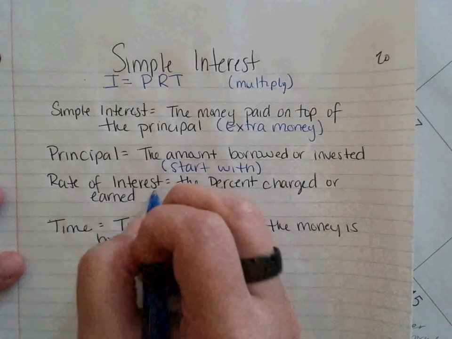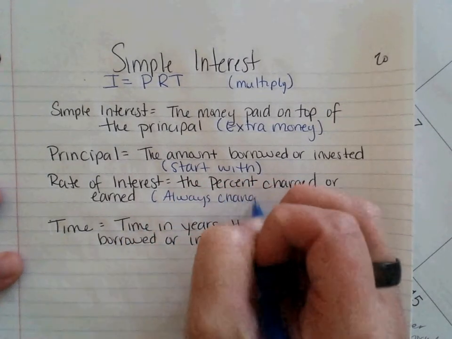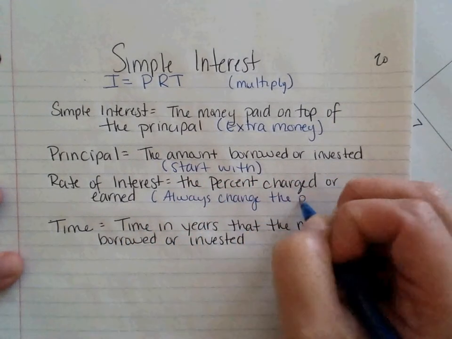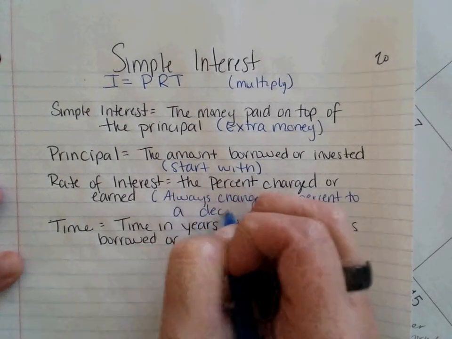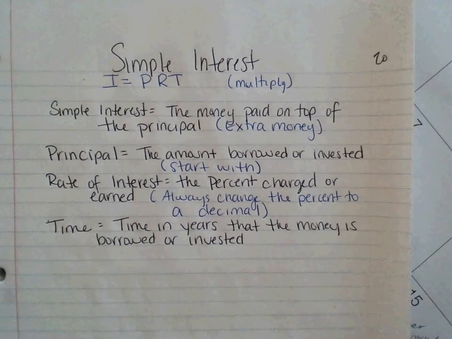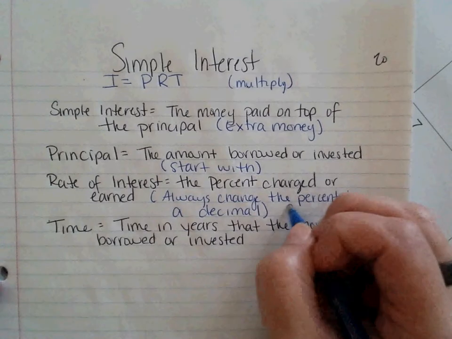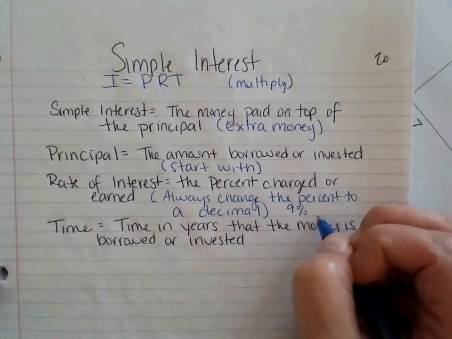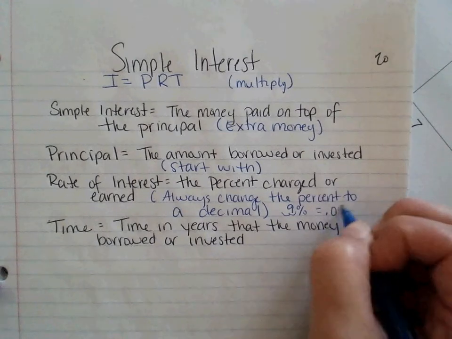What you need to make sure you remember is to always change the percent to a decimal. And remember, you do that by moving it 2 places. So if I say 9%, I'm going to move it 2 places to the left, making this 0.09.